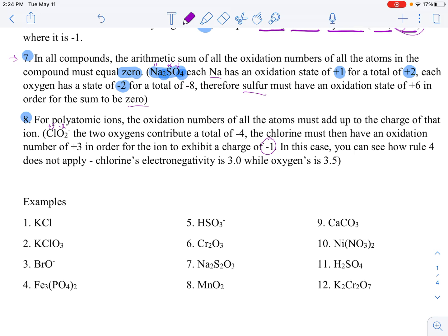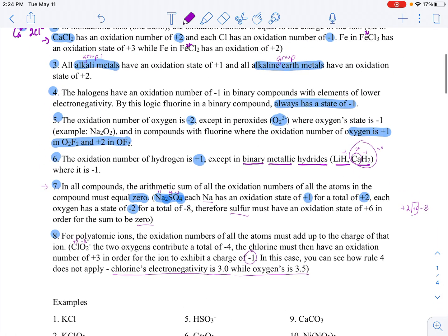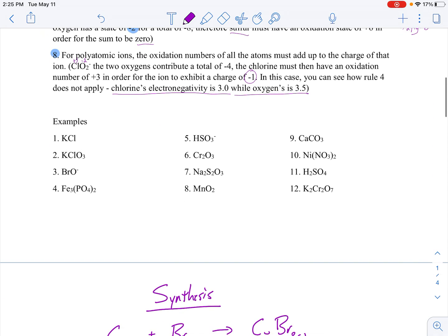In this case, you can see how rule number 4 does not apply because chlorine's electronegativity is 3 while oxygen is 3.5. If we look at rule number 4, the halogens have an oxidation number of -1. Well, chlorine's a halogen, but it's not -1 in this case because it's with oxygen, and oxygen is more electronegative.